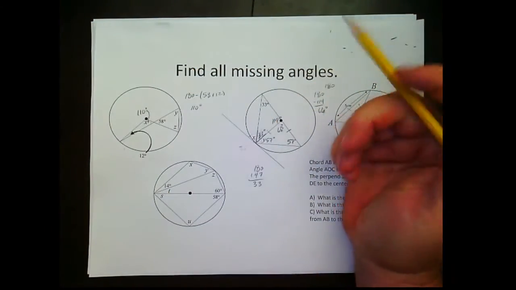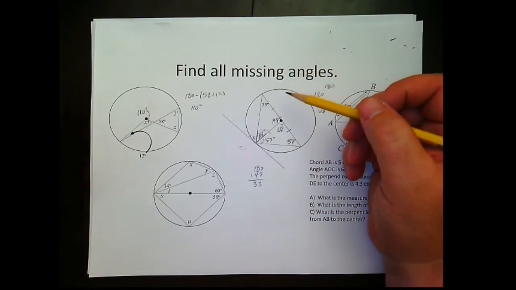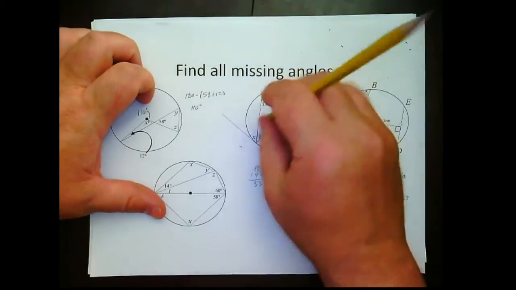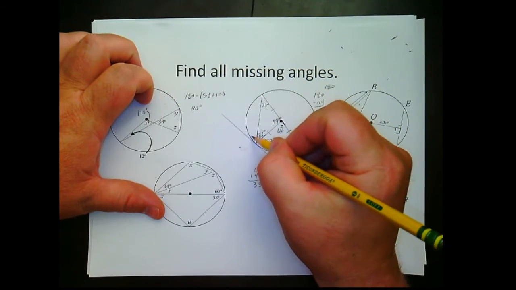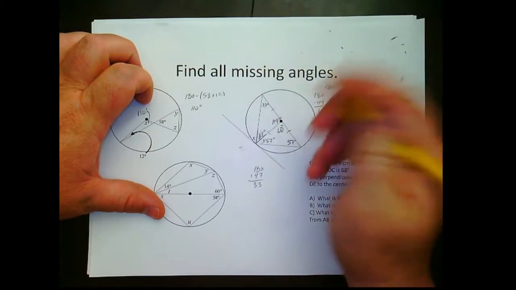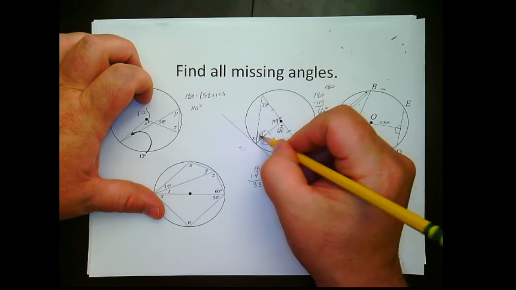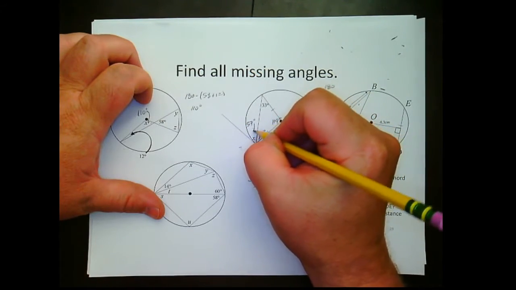Here's why I knew that was 33. This is an isosceles triangle as well. Base angles are 33, duh. So then this one's going to be 57. X is 57 because this is a tangent line right here, and it's perpendicular to the radius at the point of tangency. So this angle plus this angle are supplementary, so X is 57 degrees.